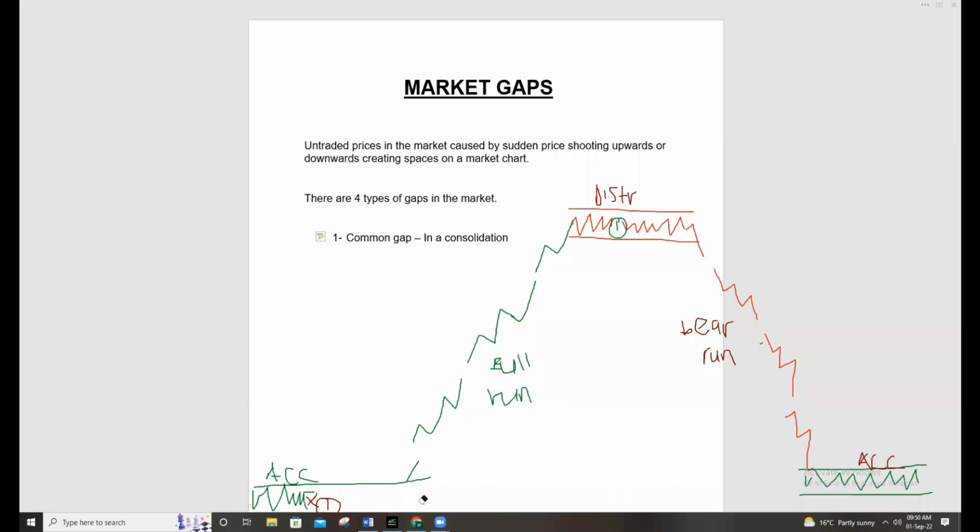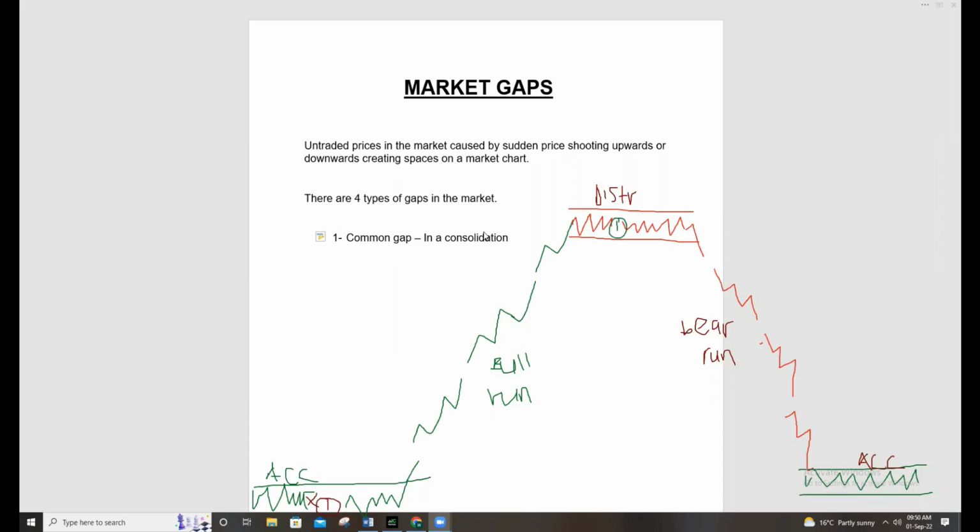Now, how does it help a trader? Because at the end of the day, you want to have this information so that you can use it to trade. So you need to know how it helps you as a trader. Now, a common gap will help you prepare for a breakout. It appears when that consolidation is almost done. It also shows you the direction. It's like a wake up call. It's telling you, hey, it's almost time. We're almost done with this consolidation.